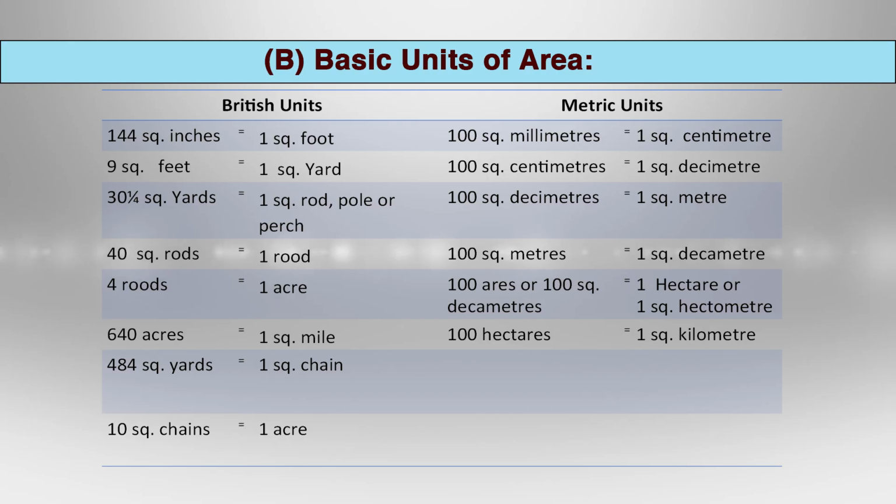We generally use these conversions like 10 square millimeter is equal to 1 square centimeter, 10 square centimeter is equal to 1 square decimeter, 100 square decimeter is equal to 1 square meter, 100 square meter is equal to 1 square decameter, 100 square decameter is equal to 1 hectare and 100 hectare is equal to 1 square kilometer.